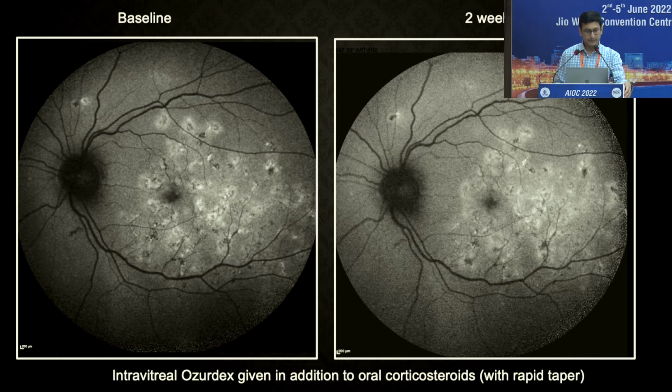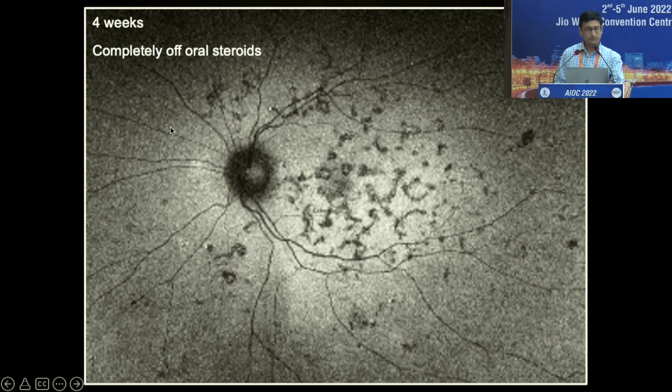And within 2 weeks, I found that some of the lesions, especially near the superior arcade, have actually gone away. This particular lesion is not even there at 2 weeks follow-up. And this is at 4 weeks. Now at 4 weeks, this patient is completely off oral corticosteroids and almost everything has healed. And of course, the Ozurdex is still going to act.